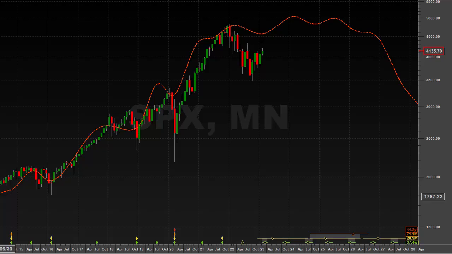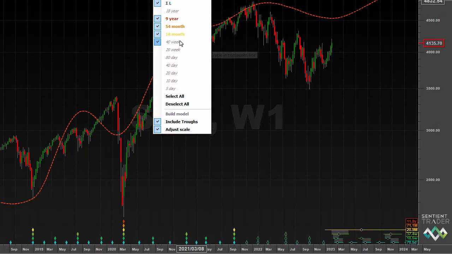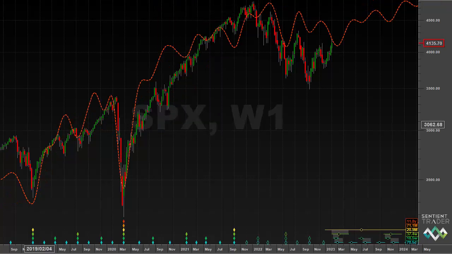Let's zoom in and take a look at a little more detail. And I've changed the scale to a weekly chart, and let's add some more cycles into our composite model line. First of all, if we take a look at past price action, you can see that over this period of time from early 2018 to present time, the composite model line has in fact modeled price action fairly well.